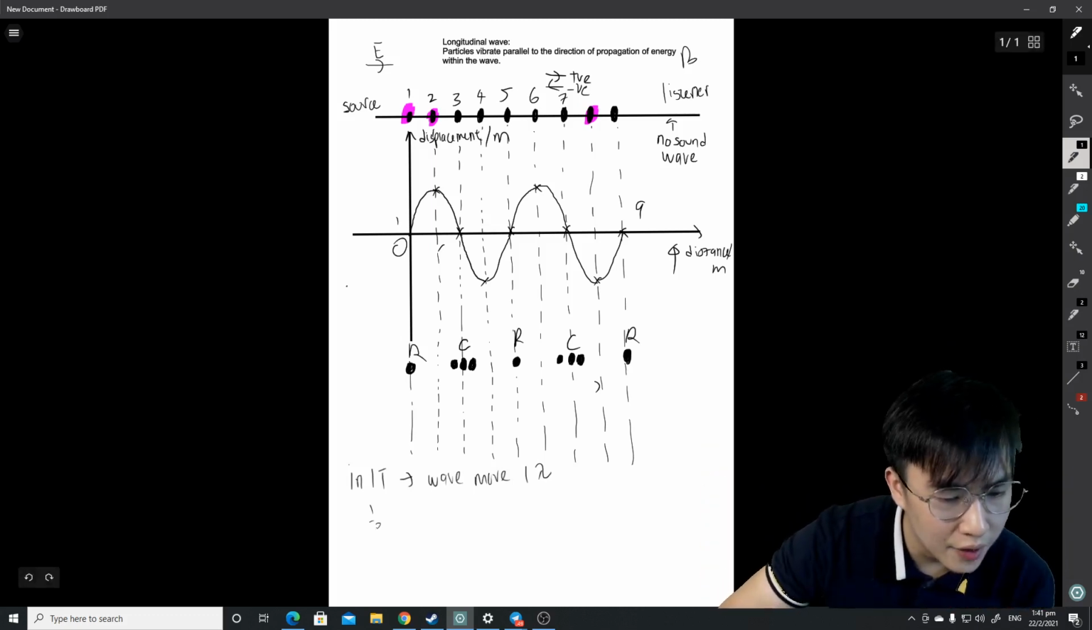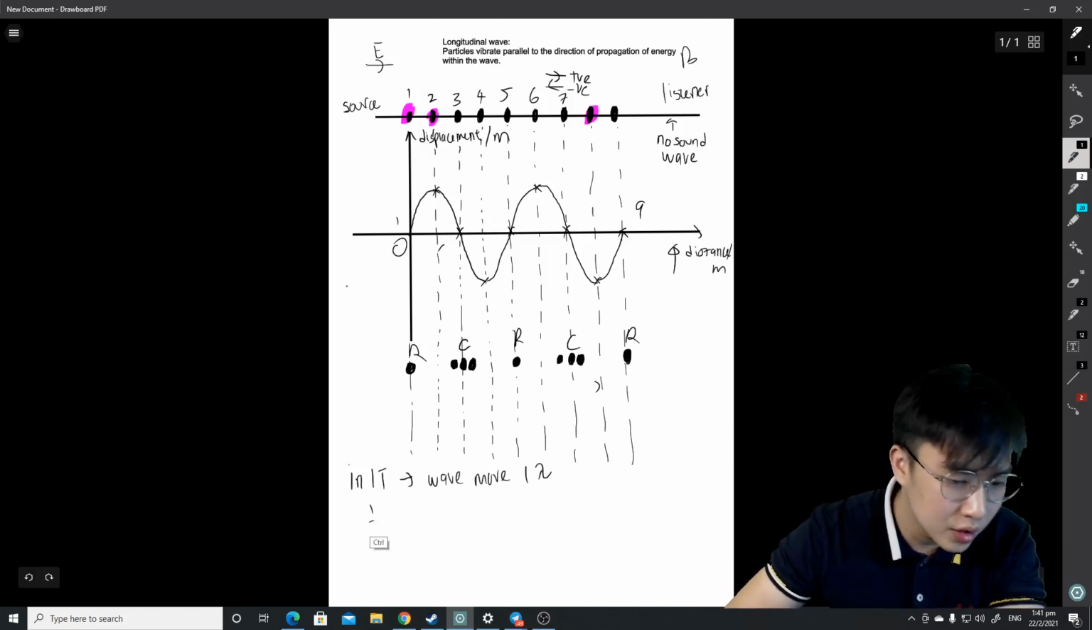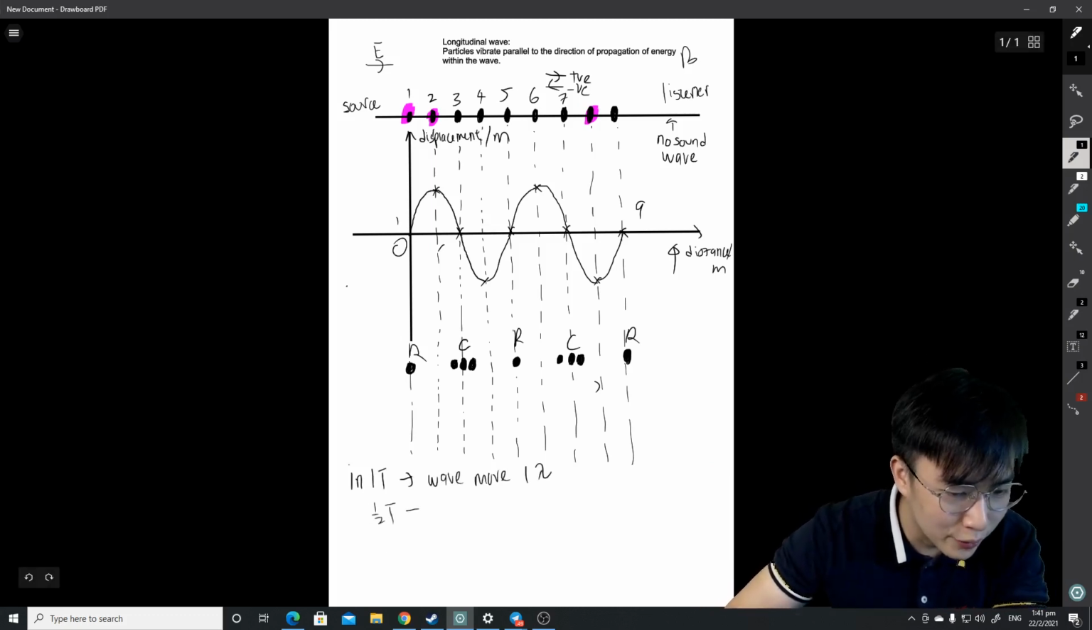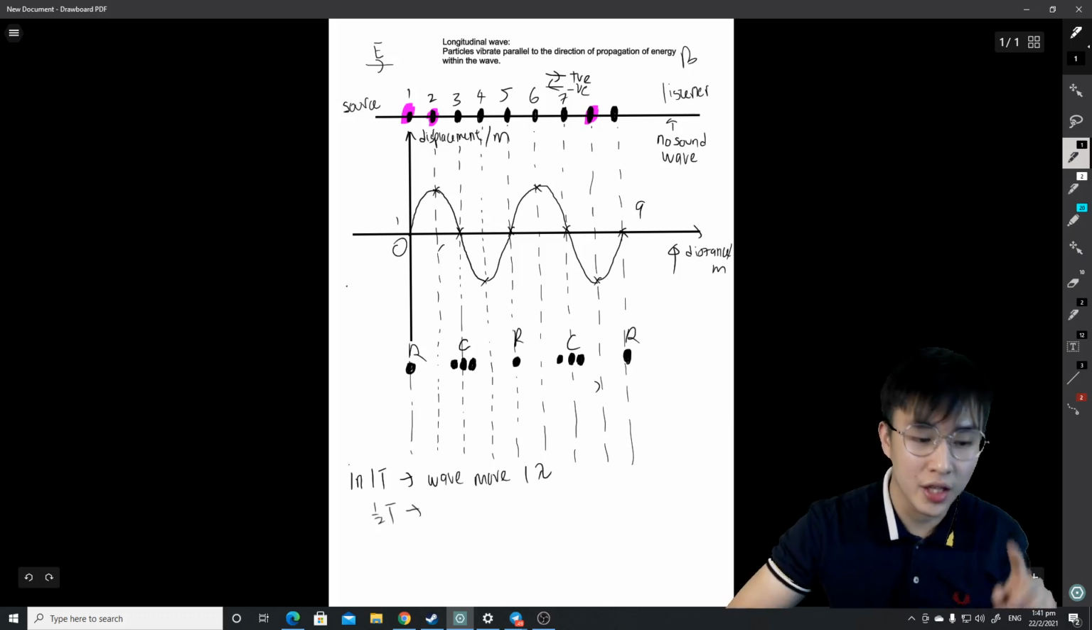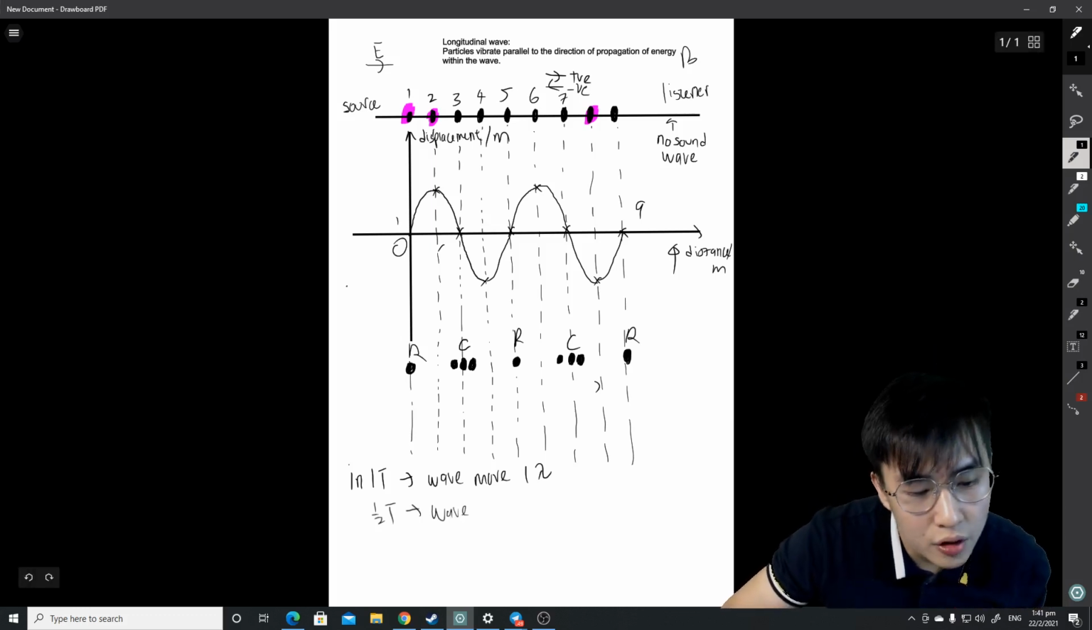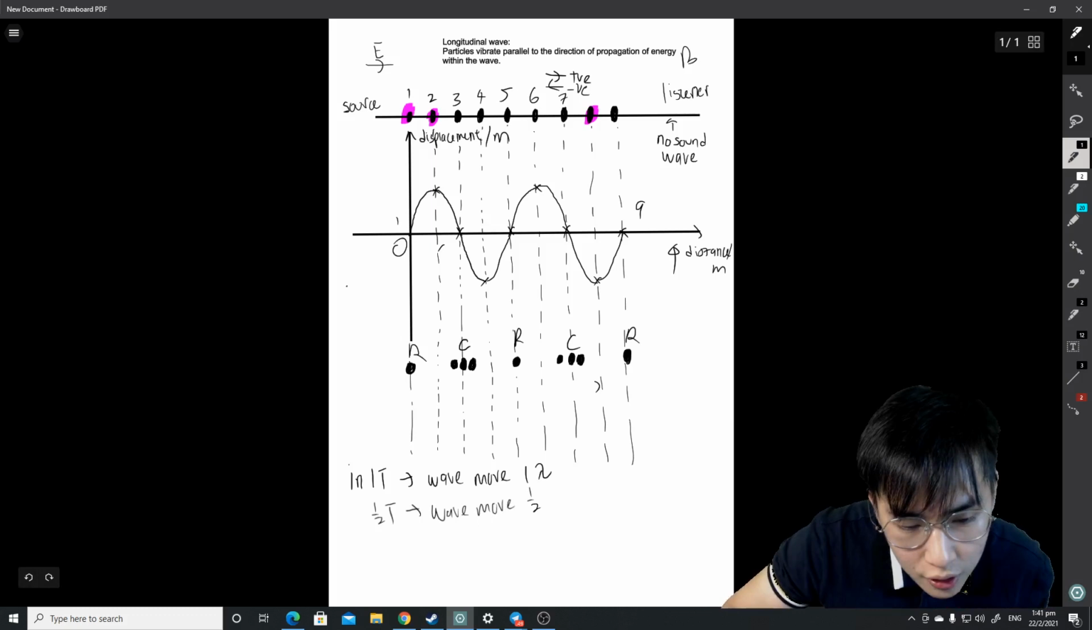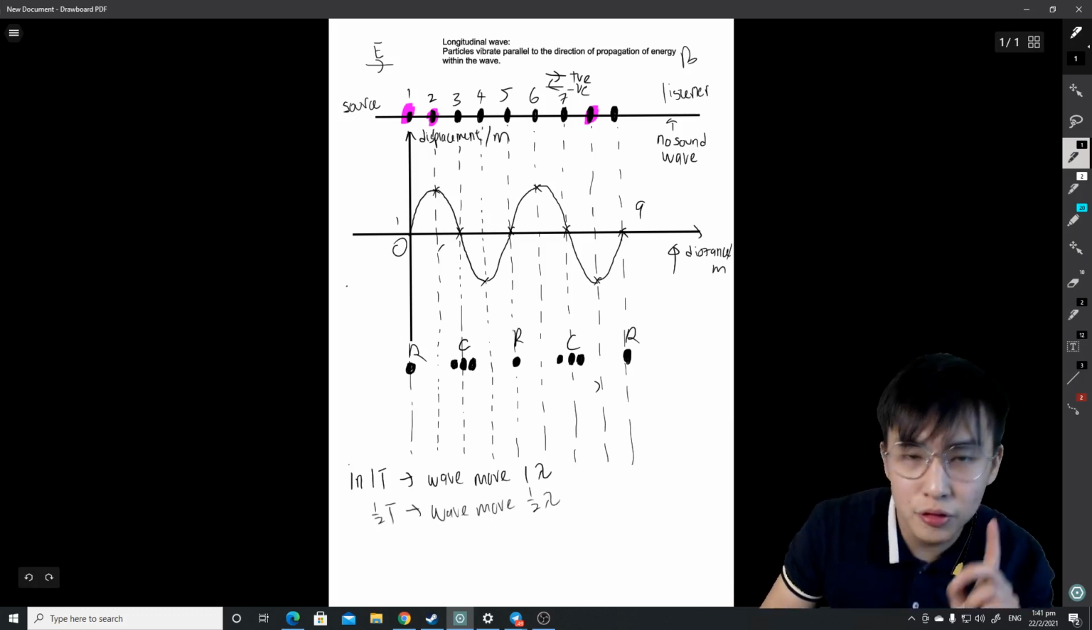So then, what about half a period? This is a very crucial question. It came out in O levels. What I'm showing you is actually the answer to the next question. In half a period, your wave will move half a wavelength. Correct? Your wave will move half a wavelength.